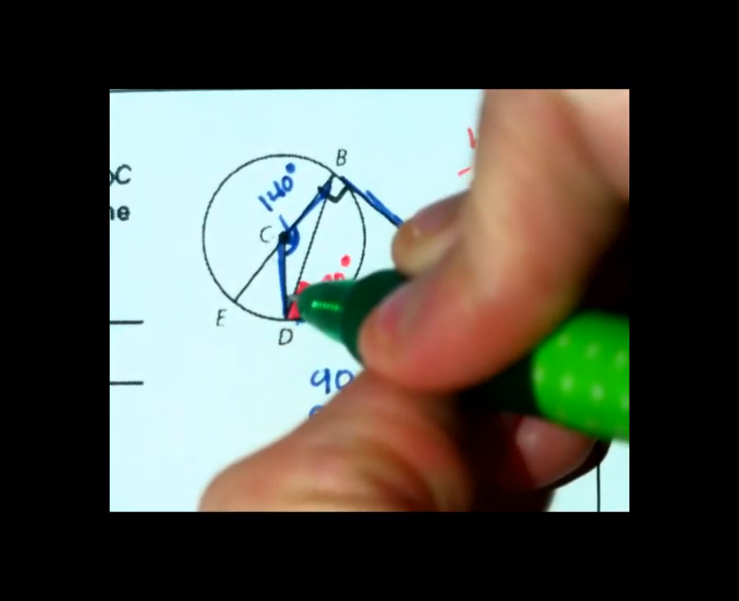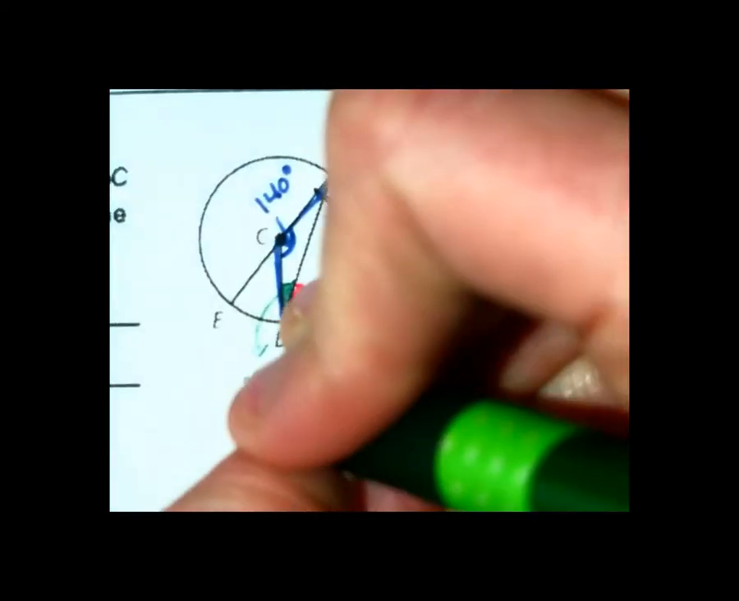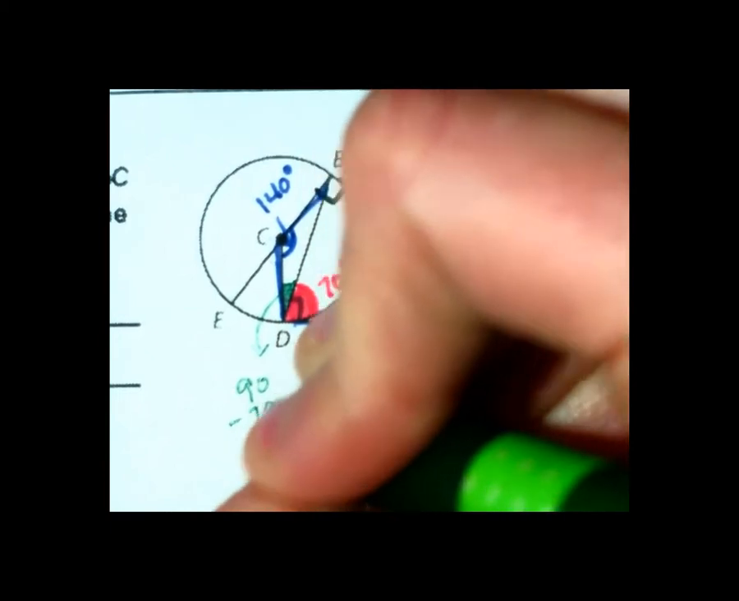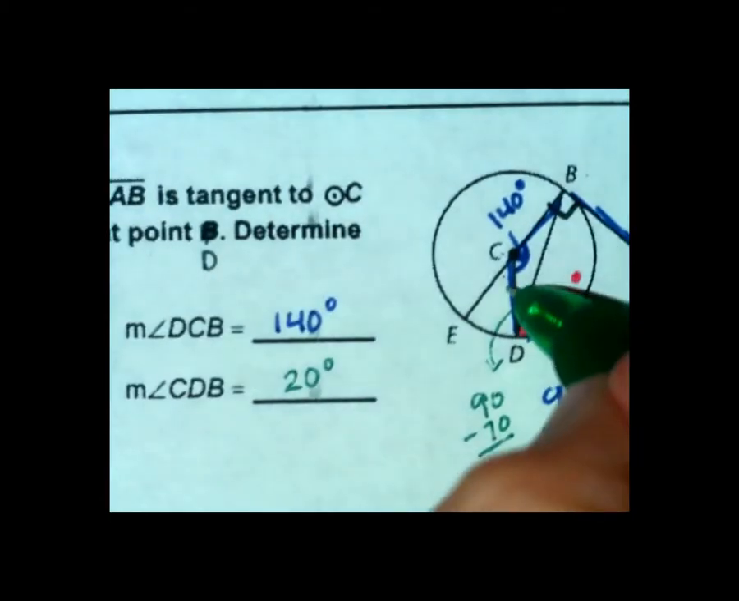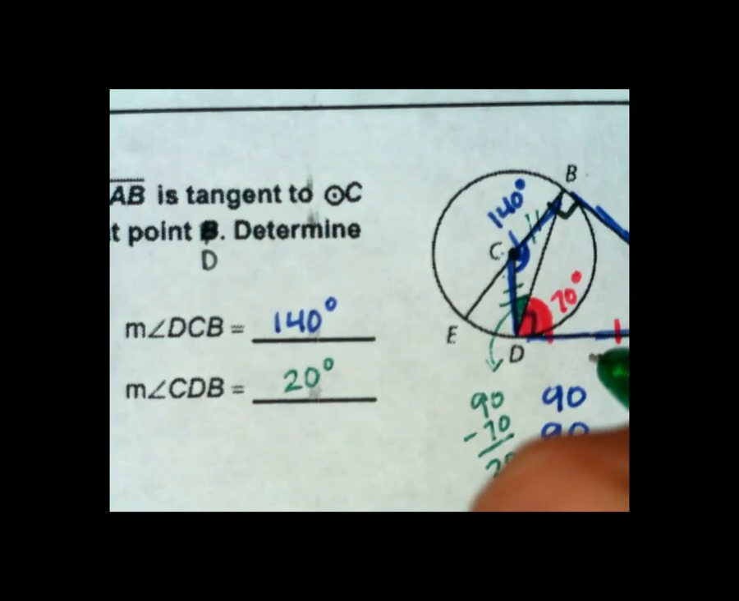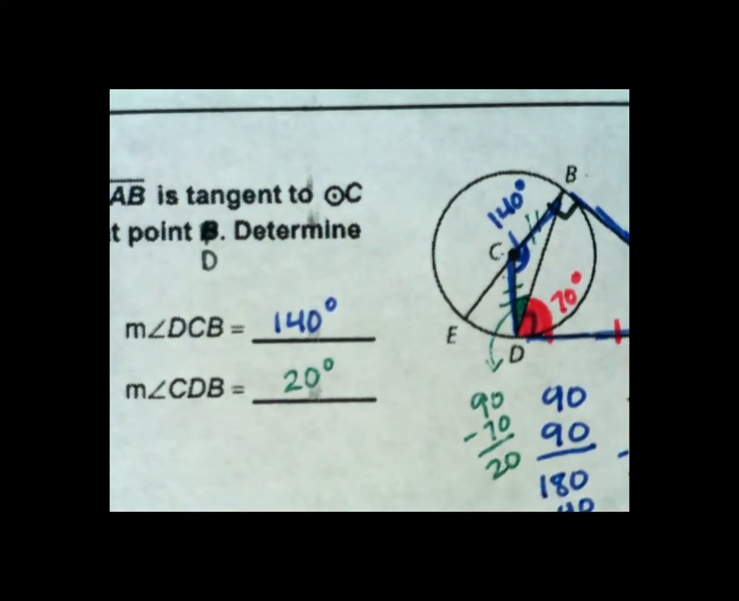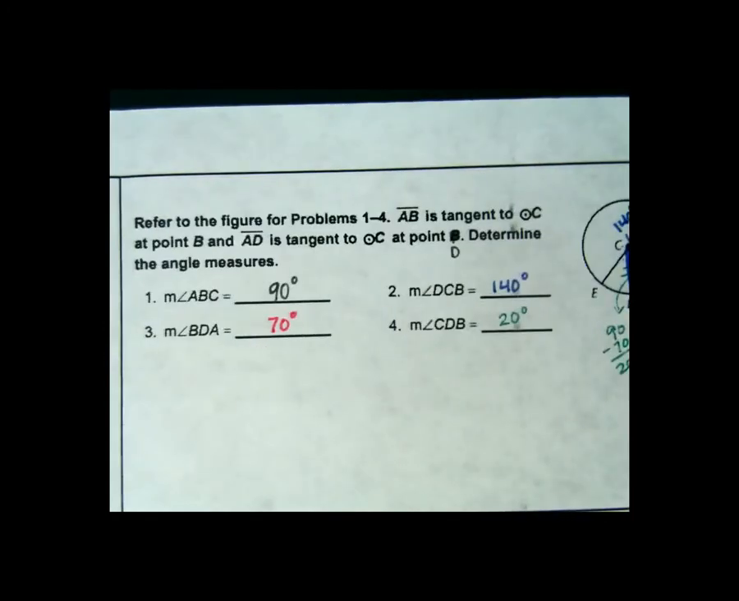CDB, right here. How do you know that's 20? That one is 20. You could also have done the same thing. Since this is the radius, these two are congruent. 180 minus 140 is 40. Divided by 2 is 20. Okay, so there are all those pieces.